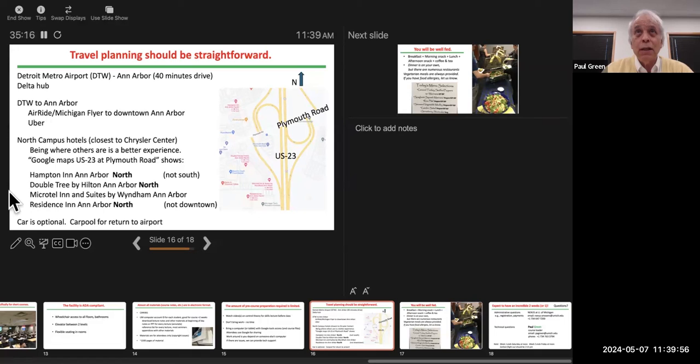Will these images be shared? I assume there's some way that can be done. If all else fails, just send me an email and, oh, there's a recording. Okay. But if you need them, send me an email. I'll send them to you.